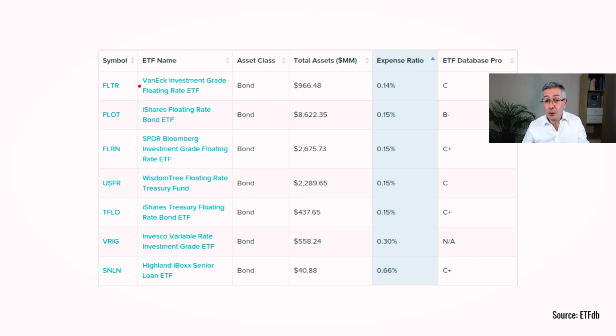Some of them contain corporate bonds, so for example, FLOT does. Others just give you exposure to US treasuries, which are floating rate. The ones which do contain corporate bonds will have a higher yield, but of course you're taking greater credit risk. So that's the kind of trade-off you have to consider. And the expense ratio for these floaters tends to be higher. So the lowest is 0.14% for this FLTR fund, for example.